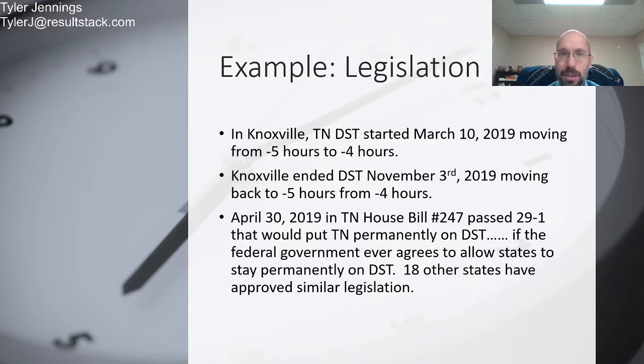In Knoxville, Tennessee, daylight savings time started in 2019 on March 10th, moving from -5 hours to -4 hours. Knoxville ended daylight savings time on November 3rd, 2019, moving back to -5 hours from -4 hours. On April 30th of that same year, the Tennessee House passed Bill 247 29-1 that would put Tennessee permanently on daylight savings time.